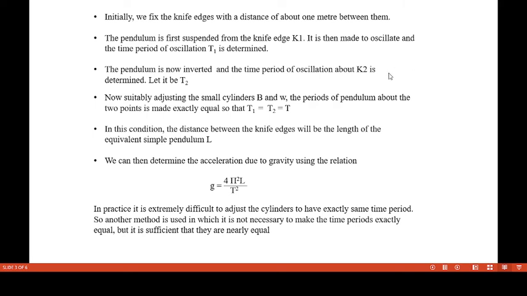In this condition, when the time periods are equal on both the knife edges, the distance between the knife edges will be the length of the equivalent simple pendulum, which is capital L. We can then determine the acceleration due to gravity using the relation we have already seen, g equals 4 pi square L upon T square.